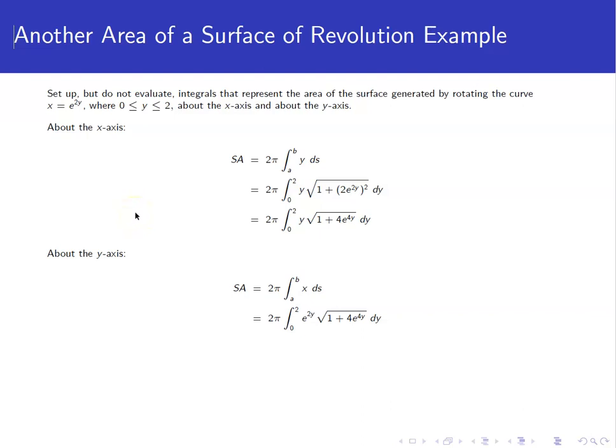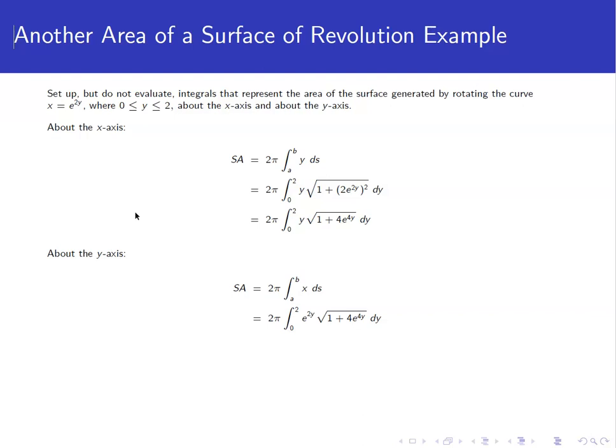In this video, we're going to do another example of finding the surface area of a revolution. So we're going to rotate the curve x equals e to the 2y on the interval from 0 to 2 for y's. We're going to do this about the x-axis and about the y-axis, and all we're going to do here is set up the integral.